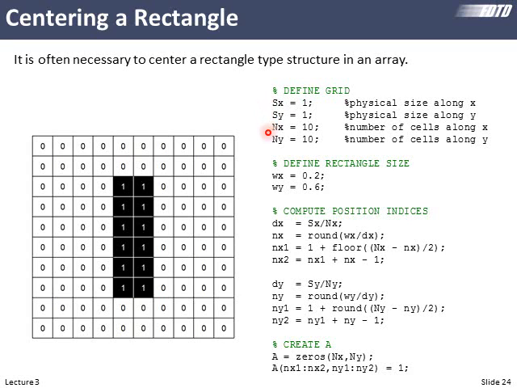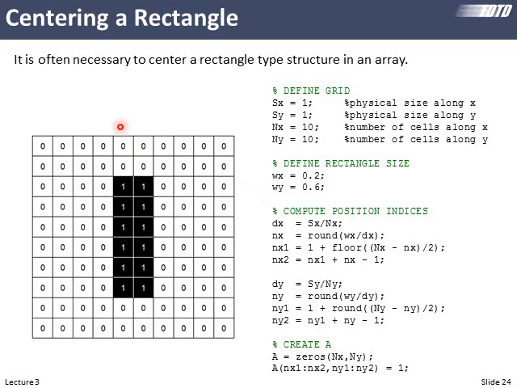The next thing I'll define is the size of the grid in terms of the number of cells. So I want to represent something that's physically sized, let's say 1 meter by 1 meter, with 10 by 10 cells. The next thing I'll do is define the size of the rectangle. In the x direction it's only 0.2, so it's a fifth of the total width, and in the y direction it'll be 0.6. So notice it is skinny in the x direction and tall in the y direction, so it's consistent with wx and wy. Well, I'm still going to fill in the rectangle the same way.